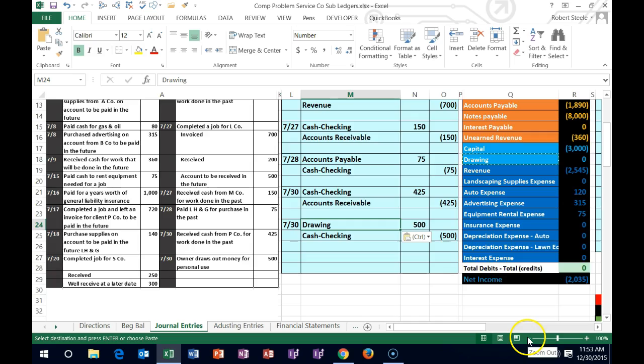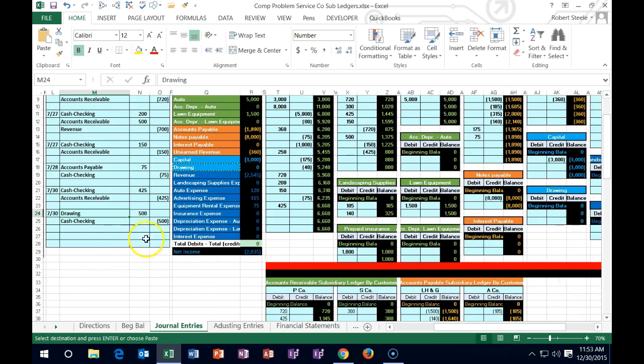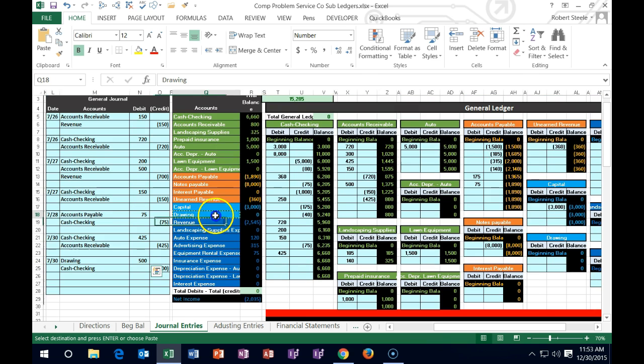So I'm going to go down to the taskbar, make this go down to 70, scroll over. So here's the drawing account. So drawings is here. Here it is on the trial balance. So it's going to be our second light blue account. So we have assets, liabilities, equity on the general ledger. Here's the drawings account in AJ24. That equals, we're going to point to this 500. That's going to make this go up by 500. We see that appear here in the trial balance. We see we're out of balance by the 500.